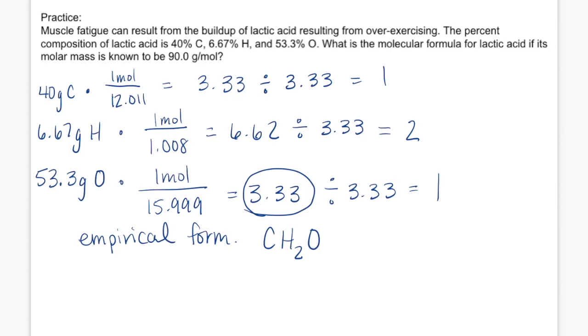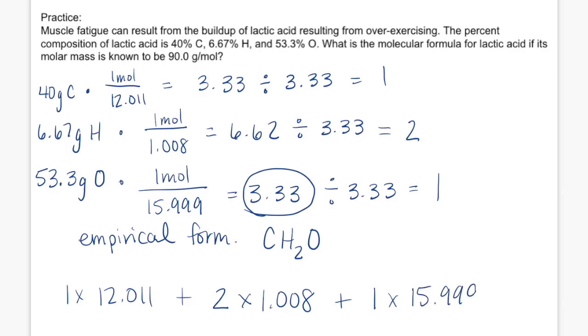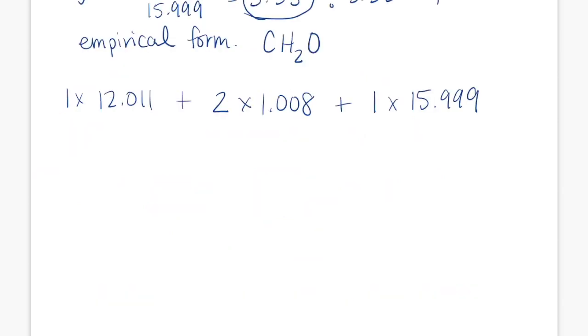Now we have the empirical formula, and they've given us the molar mass in the problem, so we can calculate the molecular formula. First, we need to find the molar mass of the empirical formula. There's 1 carbon, so 1 times the atomic mass, 12.011, plus 2 hydrogens, so 2 times 1.008, plus 1 oxygen, so 1 times the atomic mass of oxygen, 15.999. When we multiply and add these together, we get 30.026 grams per mole.